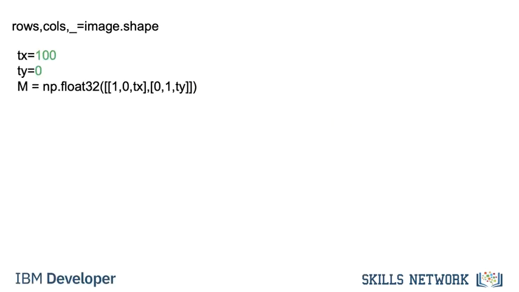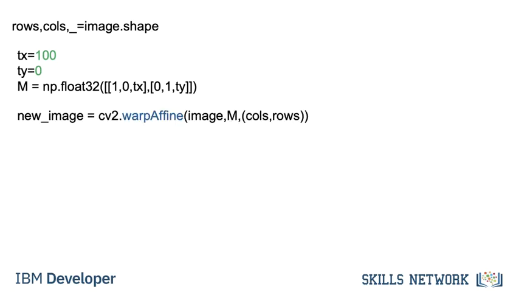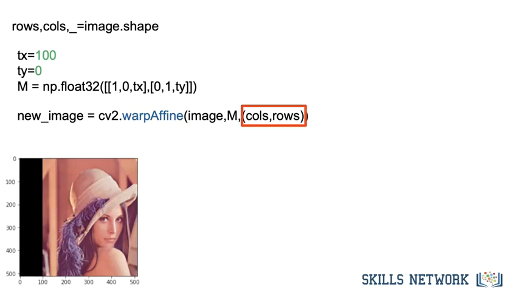Translation requires the affine transformation matrix M, where tx is the number of pixels you shift the location in the horizontal direction. ty is the number of pixels you shift in the vertical direction. We will leave the scale factors as 1. We input the image and matrix into the function warpAffine. We also input the shape of the output image. The image is shifted.